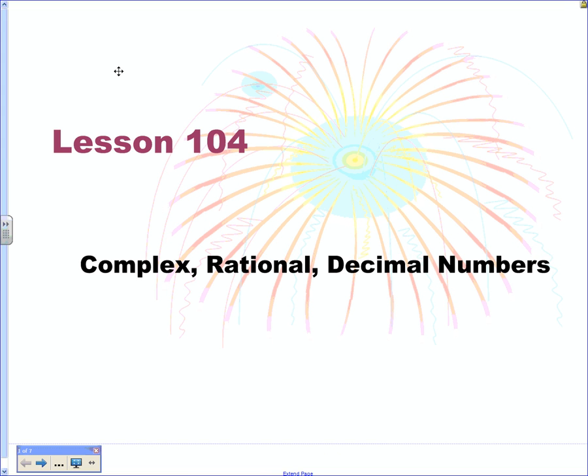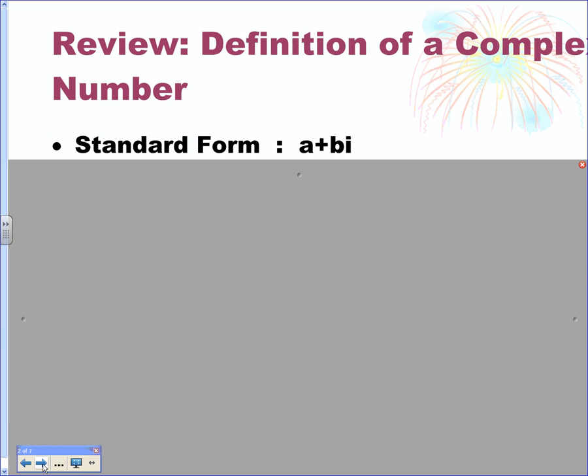We are looking at lesson 104, complex rational decimal numbers. They want us to review what a complex number is, rational decimal numbers. This should be review. You should remember this part from previous lessons.